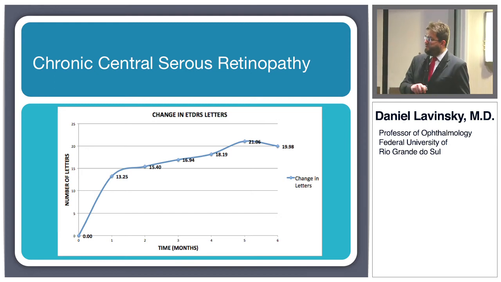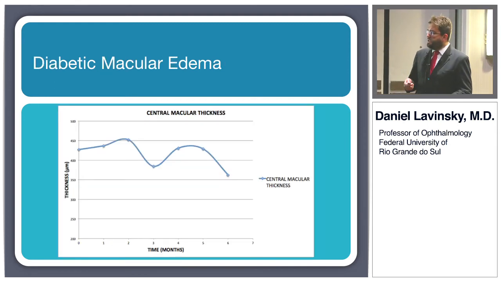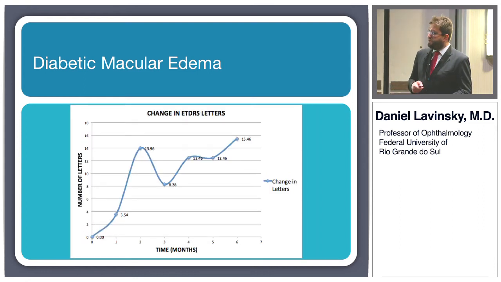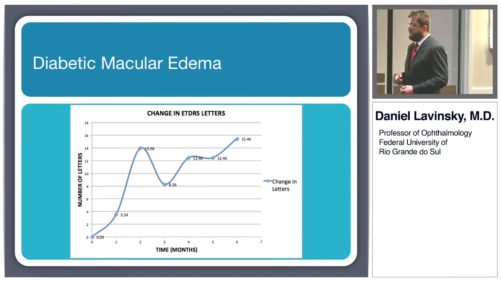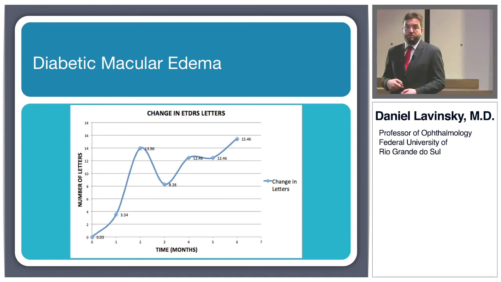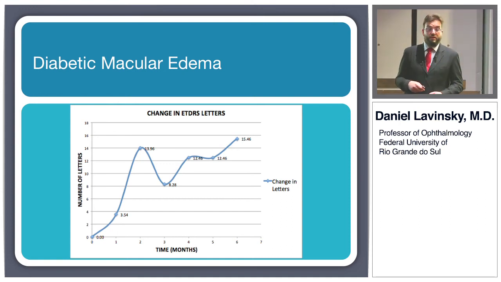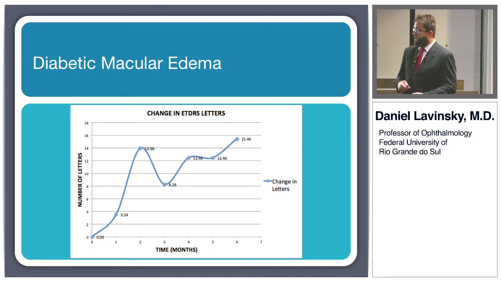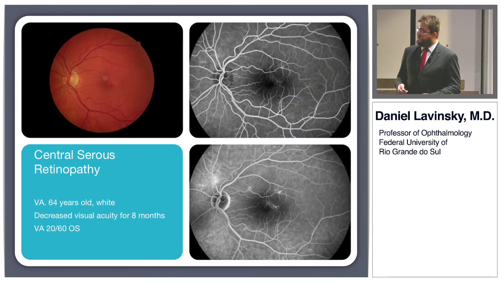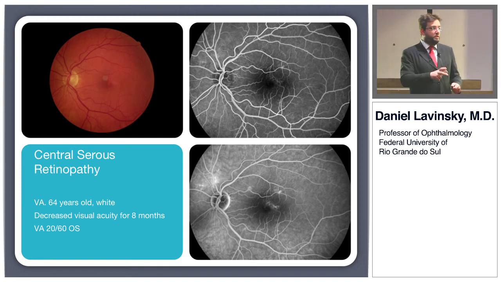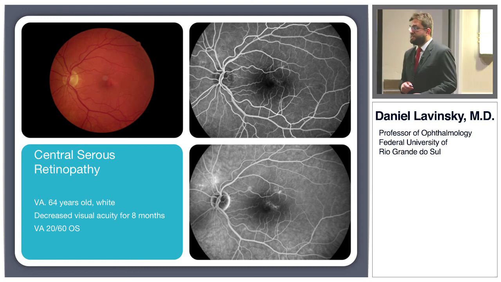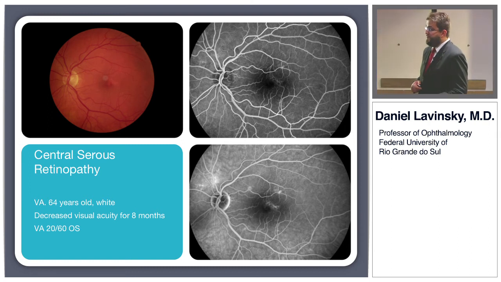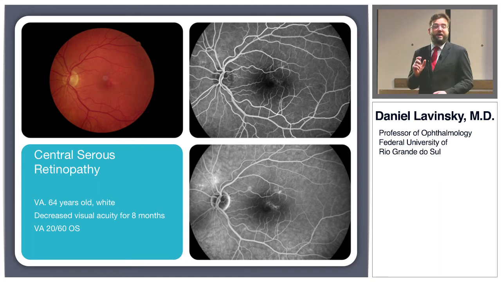And for DME, we also see a decrease in the central macular thickness, and most importantly, an increase in terms of letters of vision. But again, this is preliminary data, only 6 months. We should continue these results over time, and then probably write the report and paper. So again, this is easier to explain with cases. So let's start with central serous retinopathy. This is a 64-year-old white male who had decreased vision for 8 months.